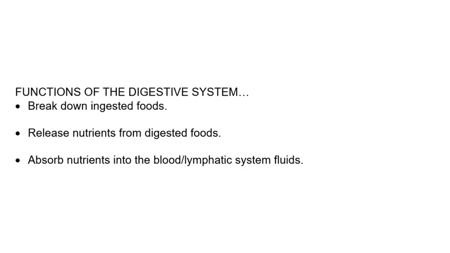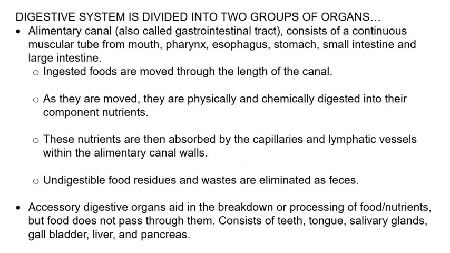The digestive system functions to break down ingested foods. In doing so, it releases nutrients from those digested foods, and once released, the nutrients are absorbed into the bloodstream and the lymphatic system fluids. The digestive system is divided into two groups of organs.